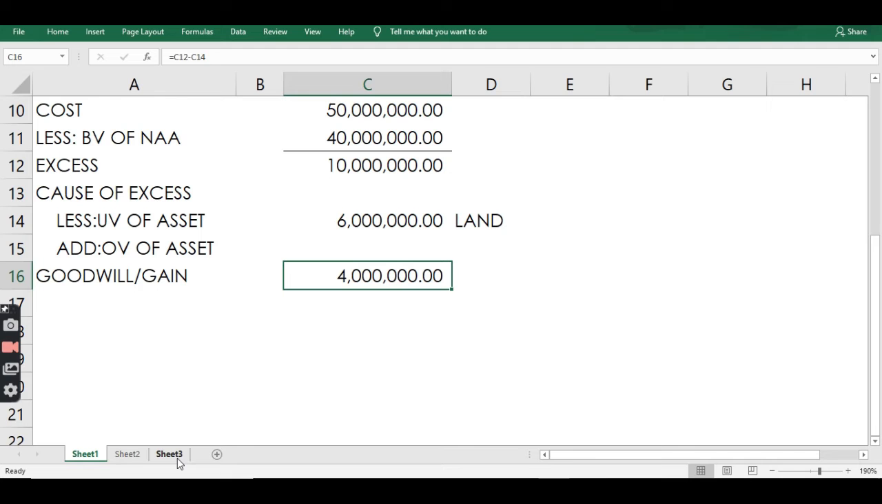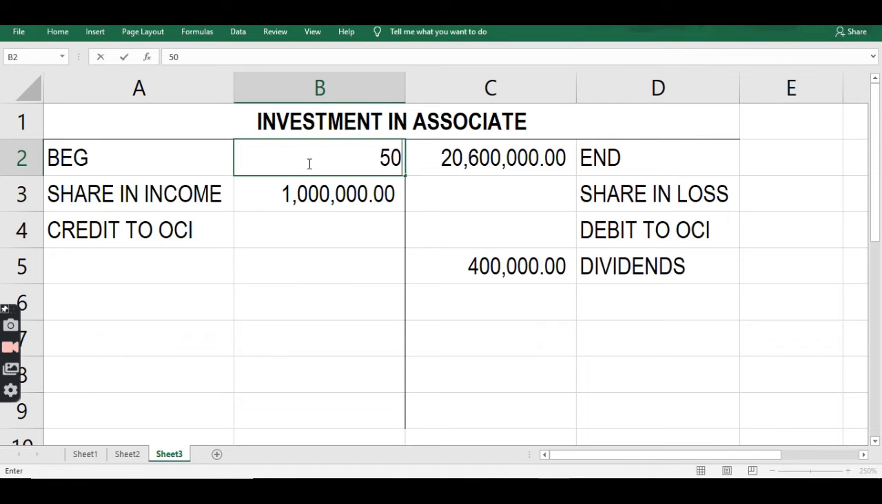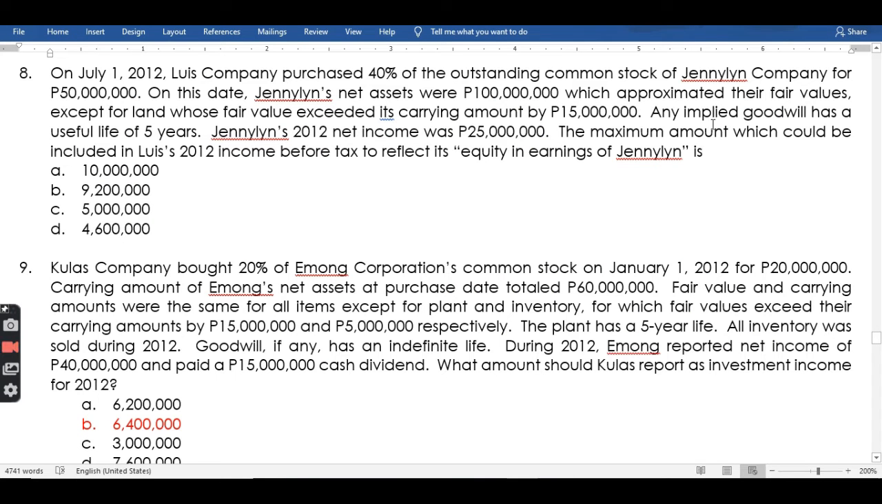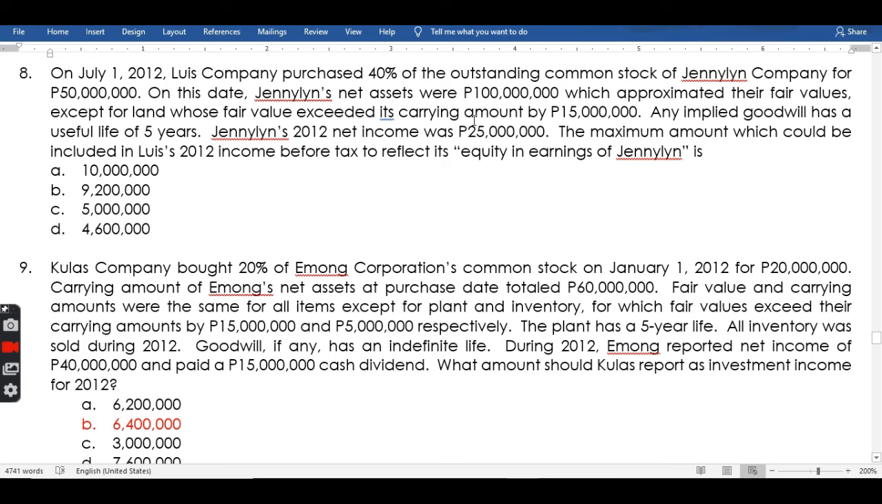Okay? Pagkatapos, punta na tayo ngayon dito, therefore, magkano yung cost natin? 50 million, di ba? Okay. Magkano yung share in net income? Sinabi, net income is 25 million. So, that's going to be 25 million times 40%. So, yan yung share natin sa net income. Tapos, may dineclare bang dividend? Wala. Okay, so ibig sabihin, yan na yun.